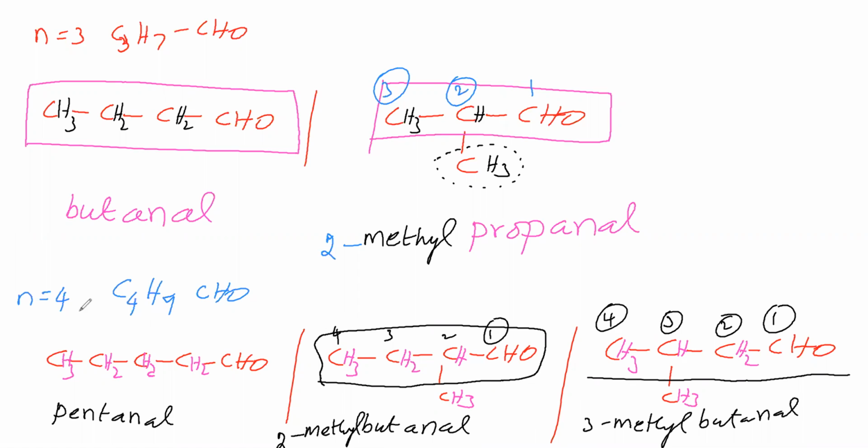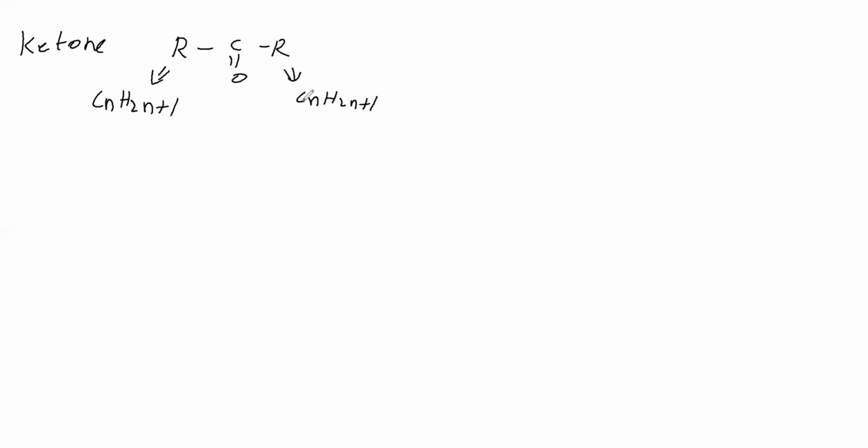Now, in this way, you can try for n equal to 5, and you can try n equal to 6 also. Then we will take the next functional group, that is ketone. Ketone is the functional group. For ketone, we can write RCOR, or let us take one example, CnH2n+1. The general formula need not always be CnH2n+1. We have taken one example, that's all.